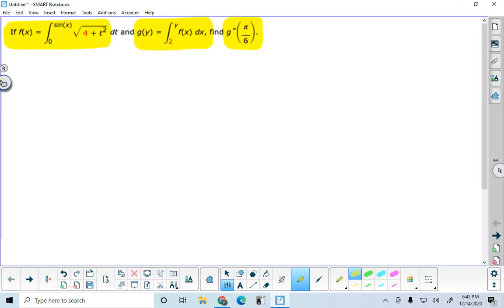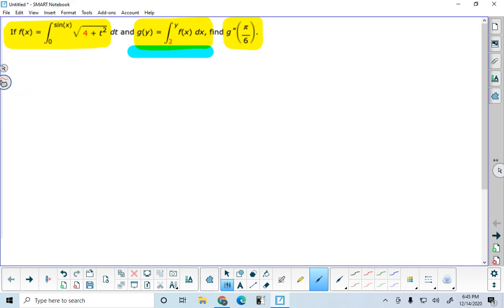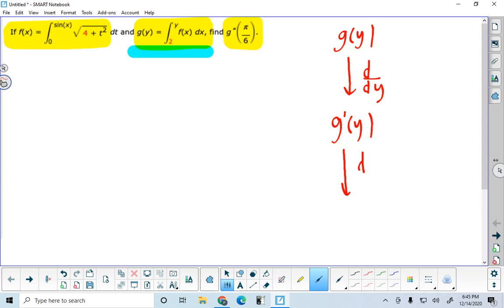And the reason why you need that middle equation, this equation here, is because what we're going to do is take g of y, which we know, and we're going to have to differentiate that with respect to y to get g prime of y, and then differentiate that one more time with respect to y to get g double prime of y, because we're after g double prime of pi over 6. So once we get g double prime of y, we can put pi over 6 in.